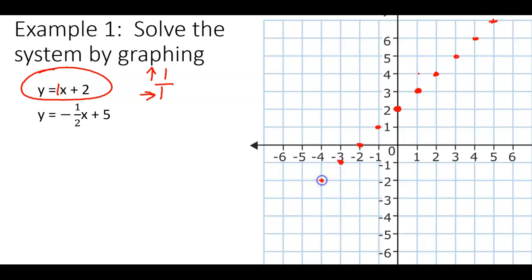Get as many points on there as you can. The more points you have, the straighter your line will be. And the straighter your line is, the better you'll be able to see right where those two lines cross. So I would encourage you to use that slope a bunch of times to find out where they're crossing. Okay?